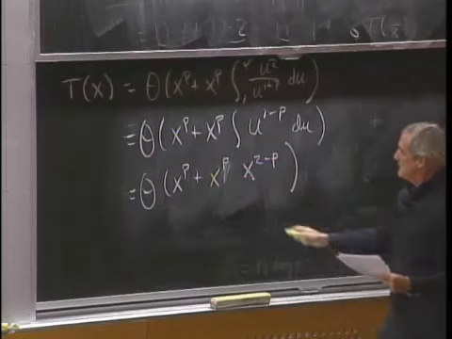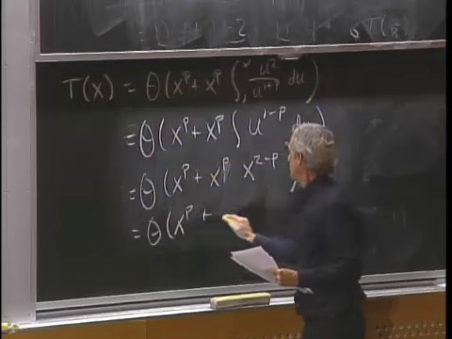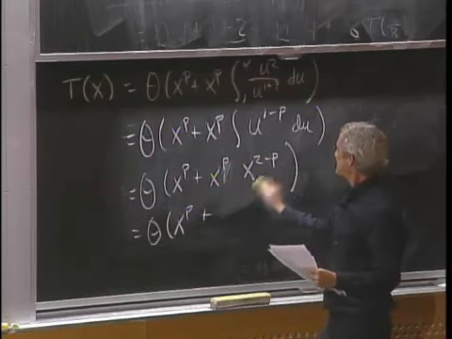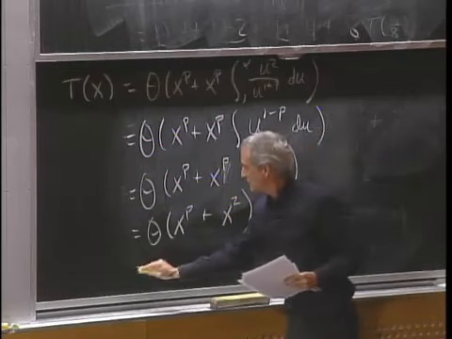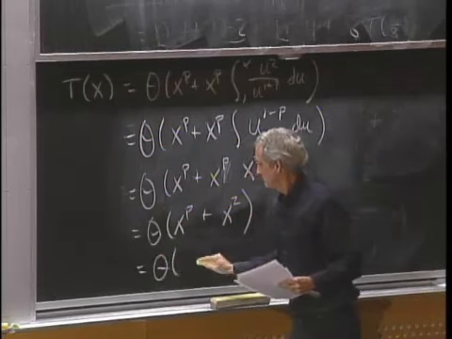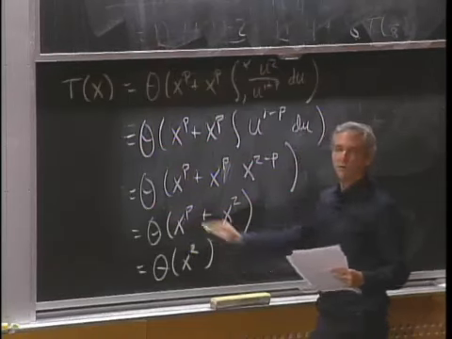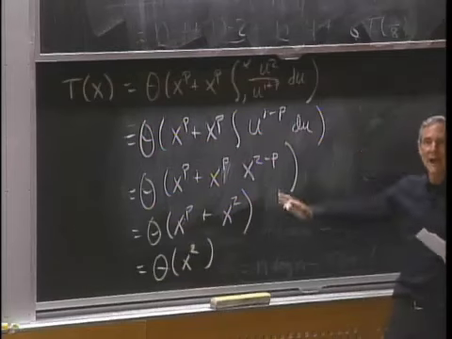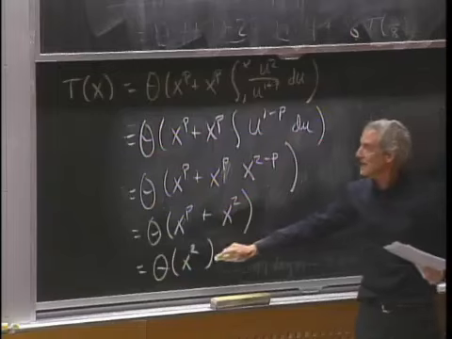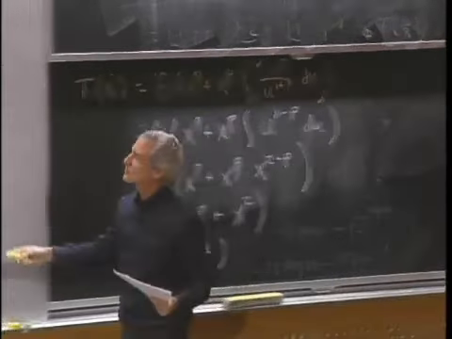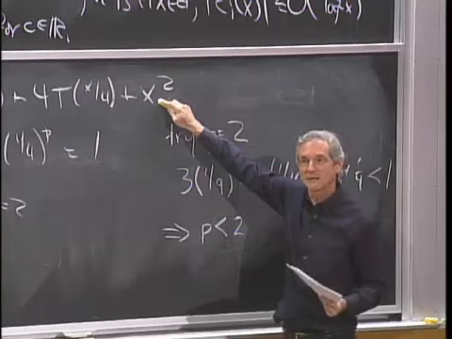OK? Well, this equals theta x to the p plus, oh, it canceled there, x squared. And what's the answer going to be? X squared, because p is less than 2. So this is a small order term. I didn't even know what p was, just that it was less than 2, and I got the answer. And what do you know? The answer was just this thing. That's sort of nice and simple.